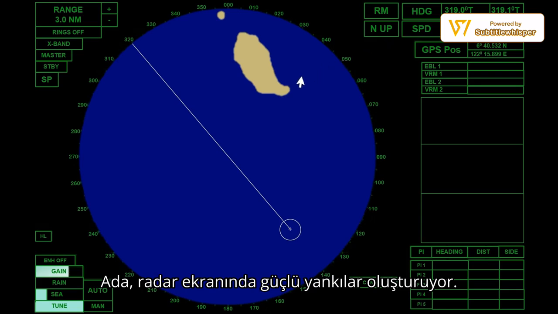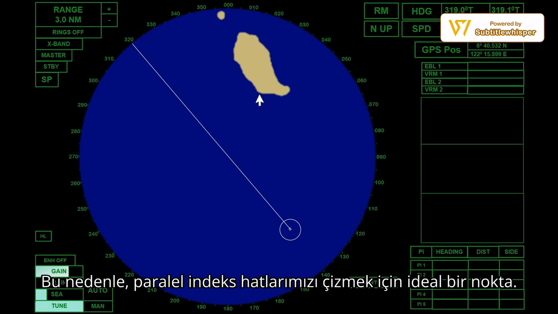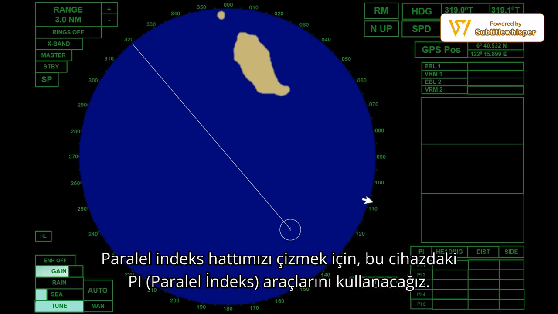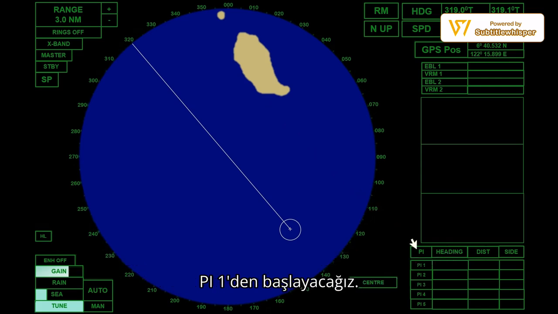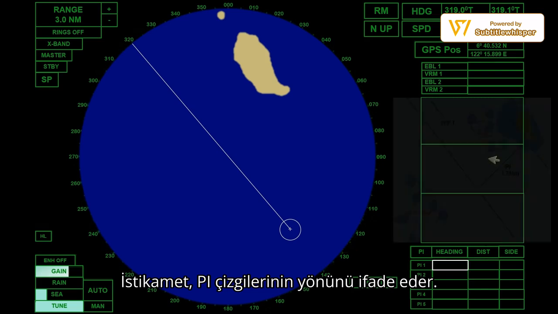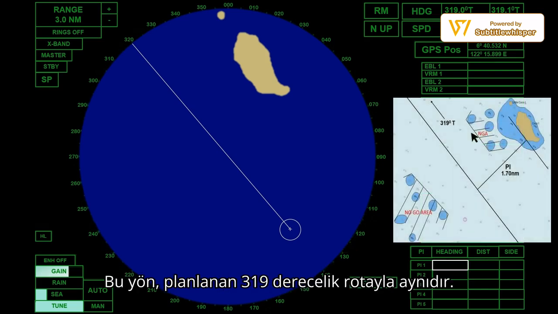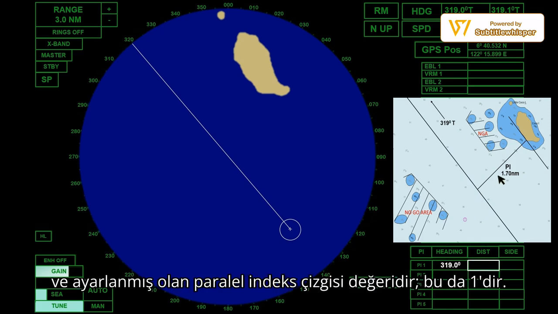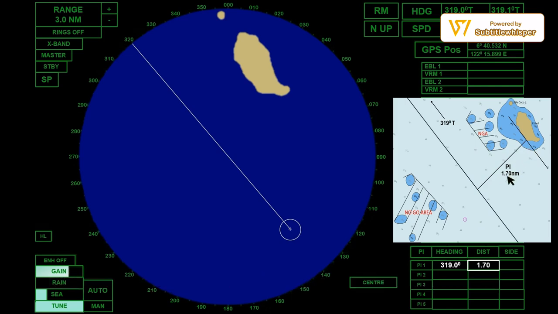The island provides strong radar echoes, making it an ideal spot to set our parallel index lines. We will use the PI tools provided in this equipment to set our parallel index line, starting with PI 1. For the heading, this is the direction of the PI lines, which is the same as the planned track, 319 degrees true. For the distance, it is the parallel distance from the planned track to the set parallel index line, which is 1.70 nautical miles.